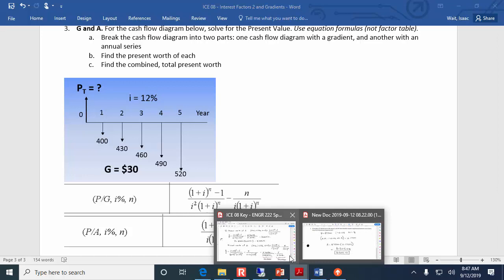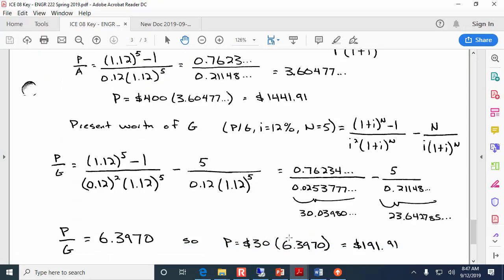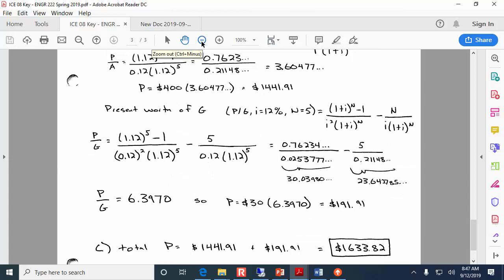And so back to the solution then, N equals 5 for that, and you get that the present equivalent of that gradient series of $30 is going to be $191.91. So the combined value then will be $1633.82. So I'll leave this up on the screen for a moment before we get back into the lecture notes here to talk about finding the interest rate and N.